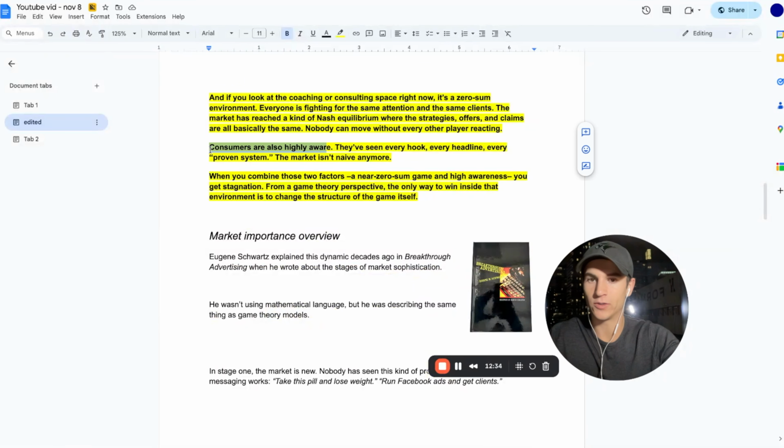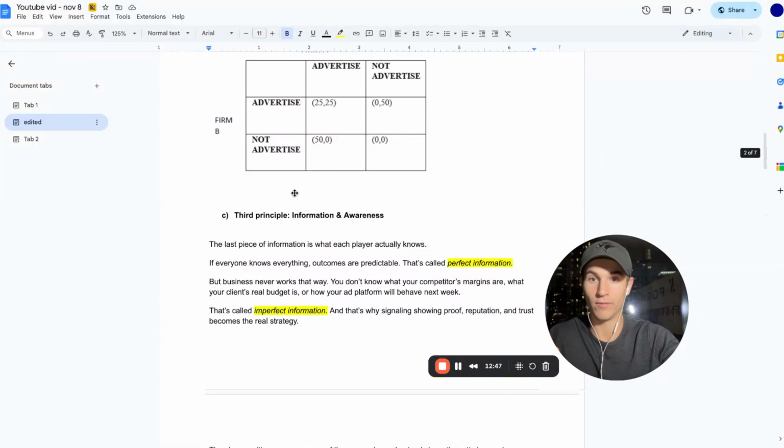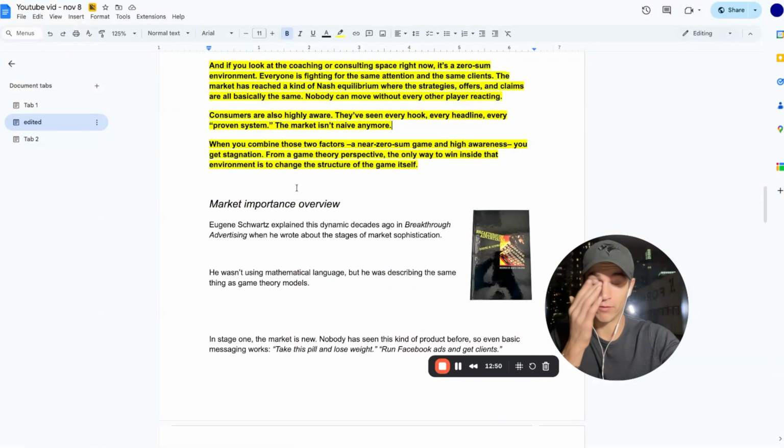Consumers are also highly aware. They've seen every hook, every headline, every proven system, every case study. Even testimonials aren't really doing anything anymore. And the market really isn't naive anymore. So high information and awareness from the market. And when you combine these two factors, a near zero-sum game and high awareness, you get stagnation.